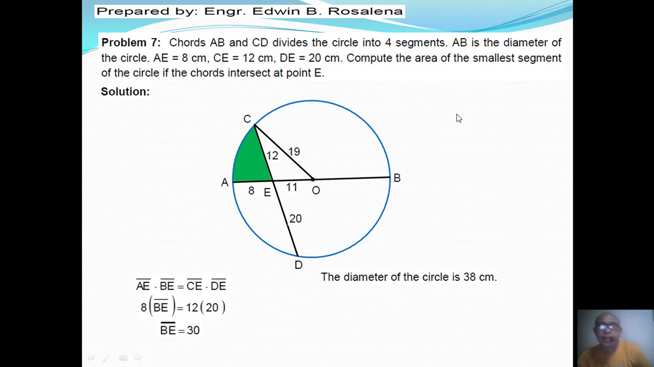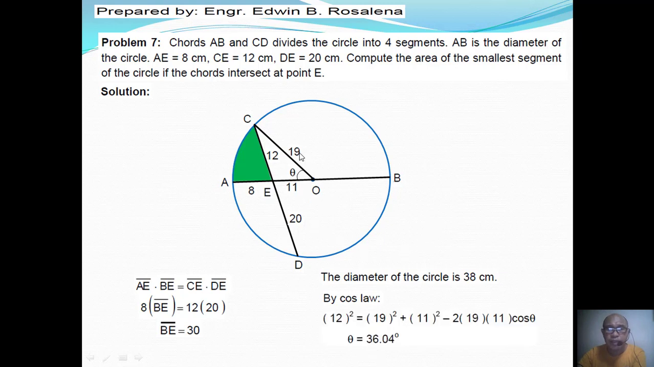Okay, tingnan natin mga given. So, we will solve for the central angle here. I can solve for the central angle by using cosine law. So, using cosine law, I can solve for this angle. I will call it angle theta. So, I have 12 square equal to 19 square plus 11 square minus twice 19 times 11 cosine of theta. So, angle theta is 36.04.